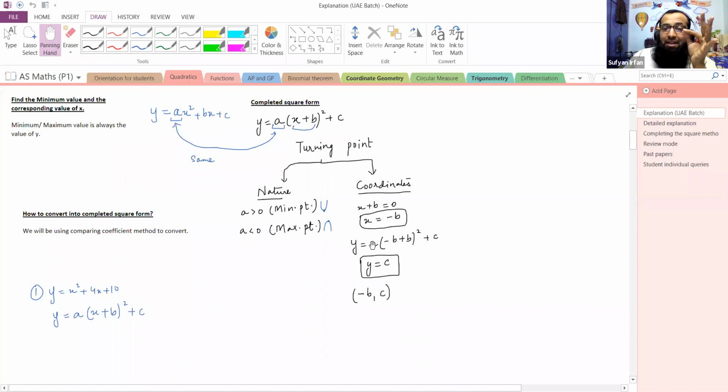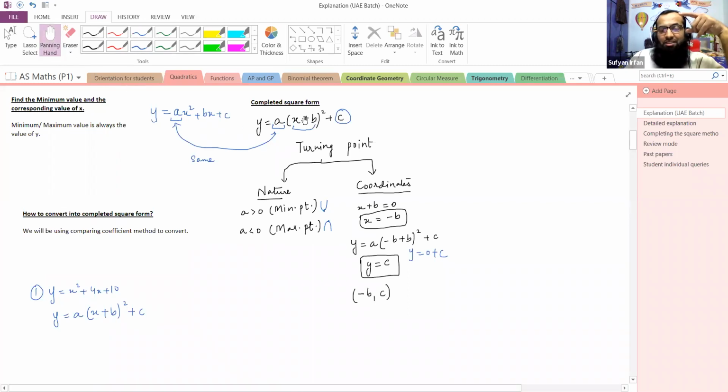0 when multiplied by a is 0. So this means we get 0 plus c. So this means ultimately we get c. So now if I tell you directly how to find the coordinate of turning point, let's summarize.